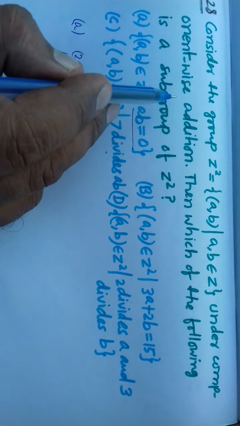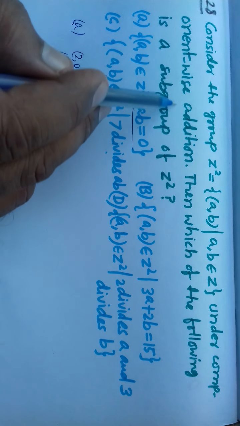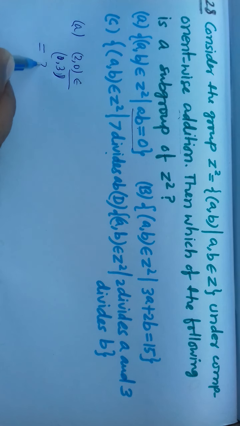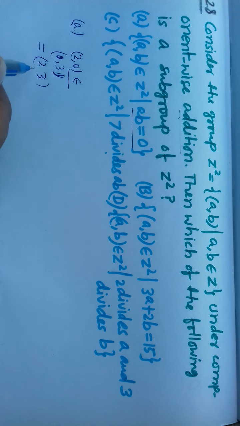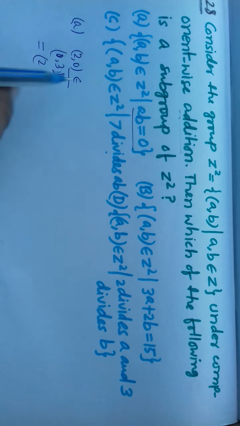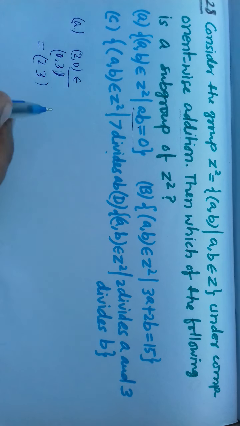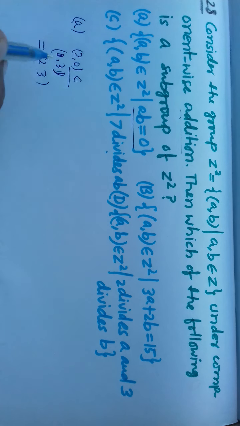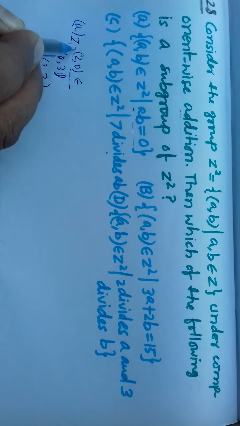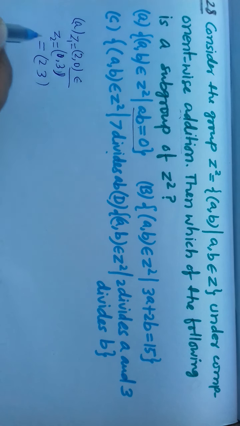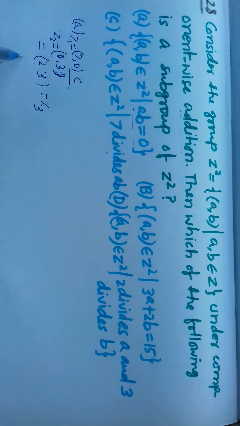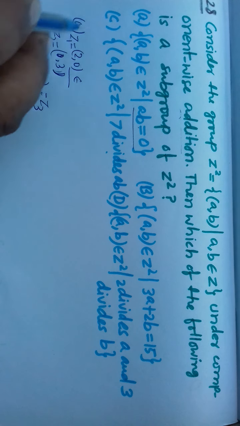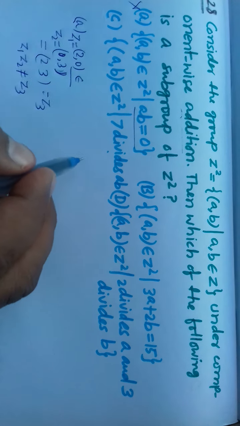But here is component-wise addition. So if we add, then we get (2, 3). But (2, 3) is not a member of this set, because 2 into 3 is 6, which is not equal to 0. So if we assume this is Z1, this is Z2, and this is Z3, then Z1 plus Z2 is not equal to Z3. So A is not a group.